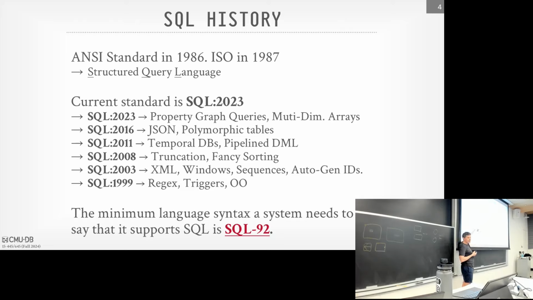XML was the hot thing in the late 90s, early 2000s. So they added support for XML. JSON was the hot thing, with MongoDB in 2010, and so forth. So they added JSON support. In 2023, they've added support for property graph queries.